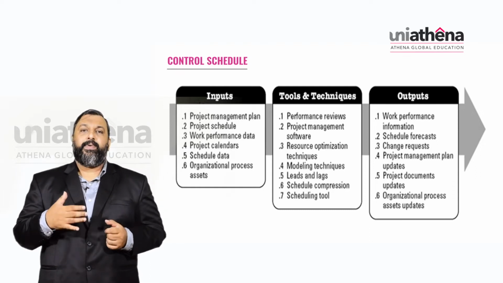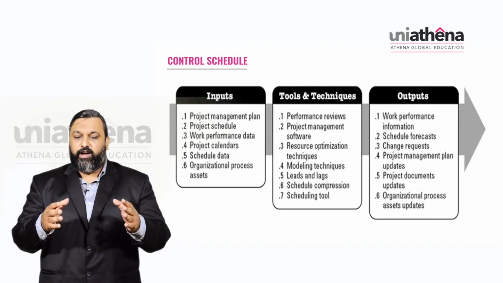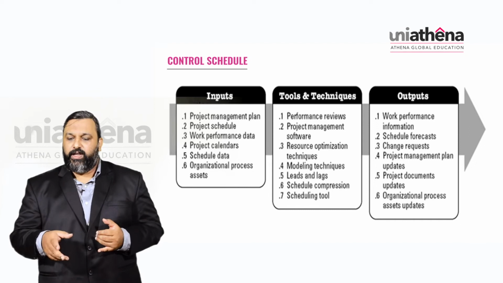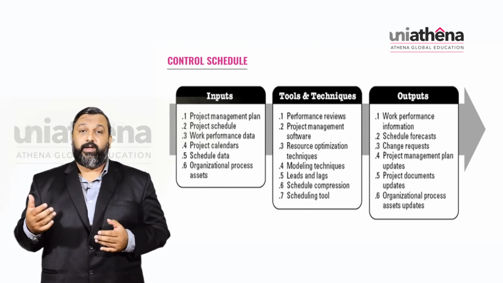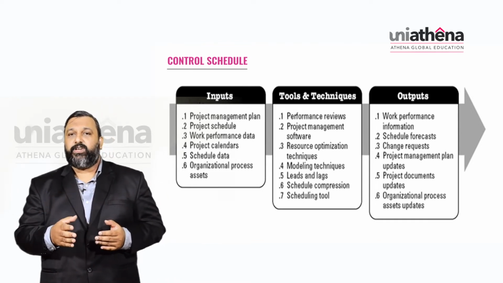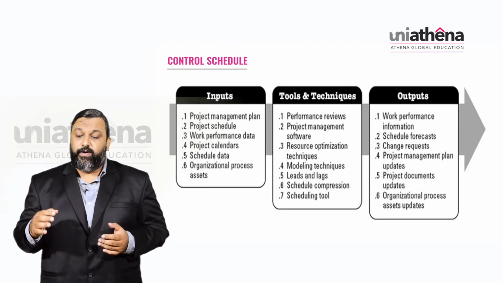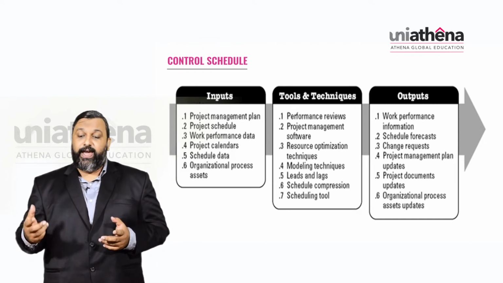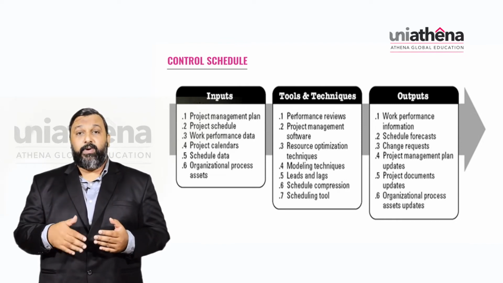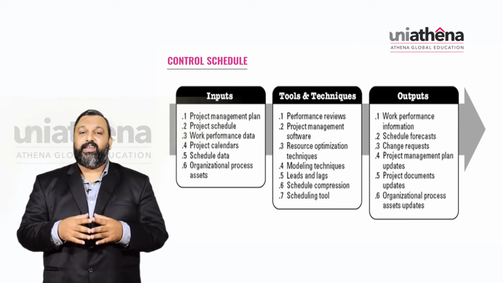Okay. Now, what may be the output of these techniques? Output for a control schedule will be the work performance information, where the schedule details will also be there, and the schedule forecast. On the basis of the data that we receive from the tools we use, we can make a schedule forecast regarding the remaining part of the project. We have change requests again, project management plan updates, project documents updates, and then organizational process assets updates.